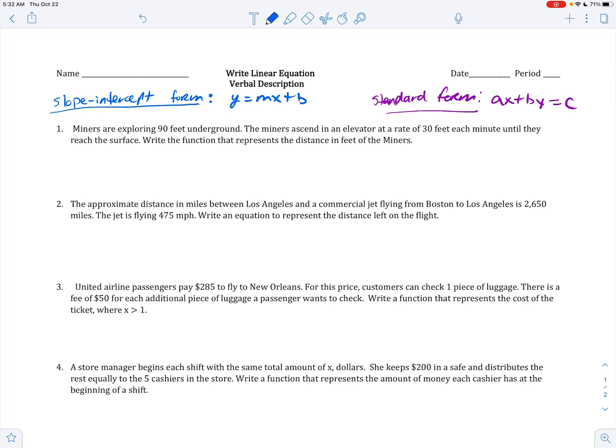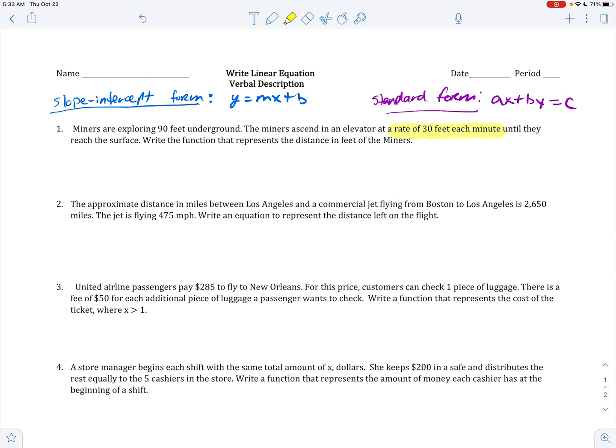So when we read this problem, first off, in every problem there's an x and a y, meaning an input and an output, an independent variable and a dependent variable is what we say. All right. So when we read this problem and it says the miners ascend in an elevator at a rate of 30 feet each minute, right? This is all about the slope. What says it's the slope? First off, it says it's the rate, right? And then after that, it says 30 feet each minute, right? Whenever we see each, per, anything, that's all slope, right?